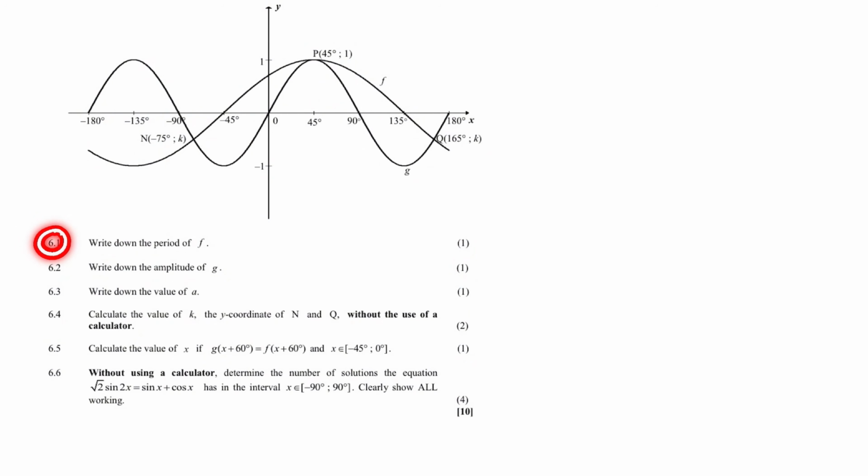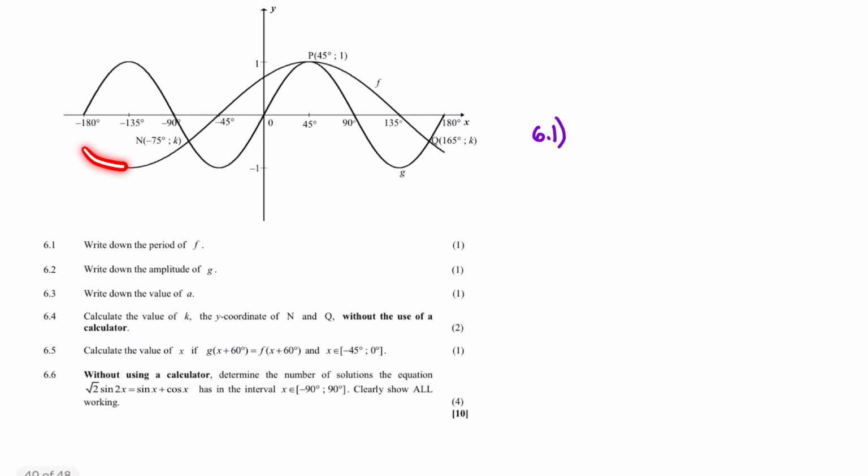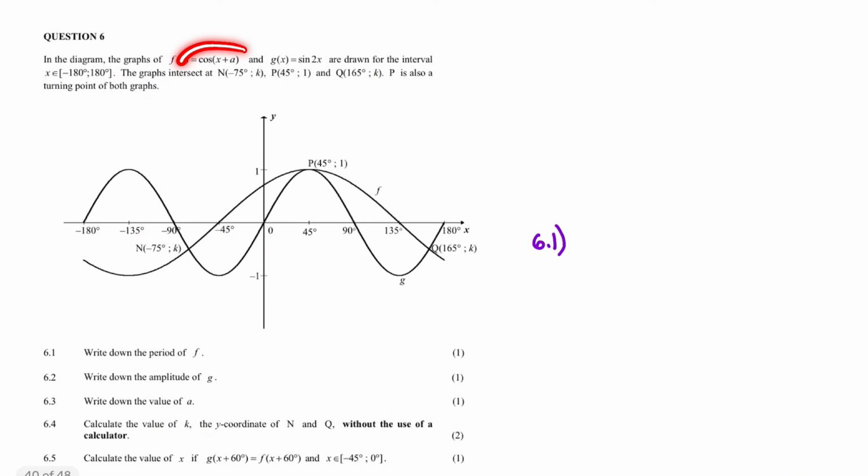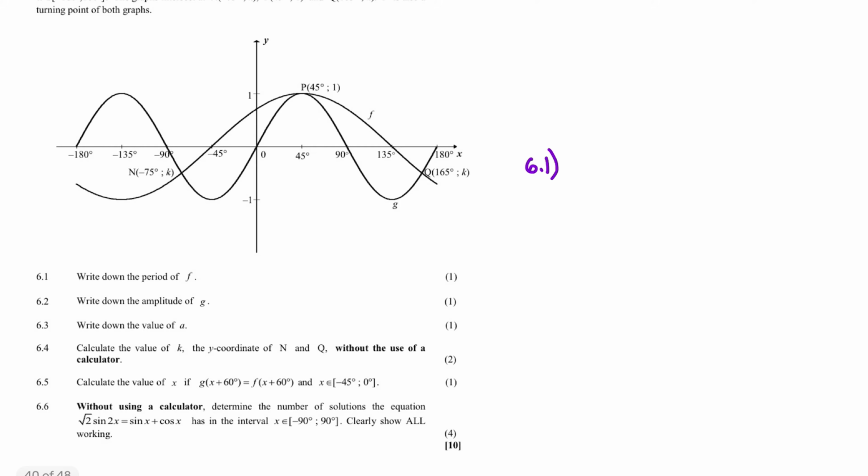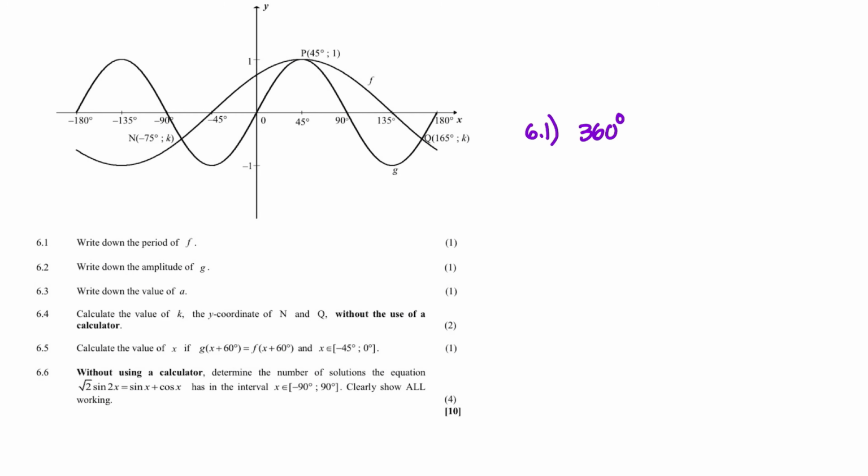6.1. Write down the period of f. So f is the cosine graph, and from our equation, we don't see any period shift. So therefore, a cosine graph has a period of 360 degrees.